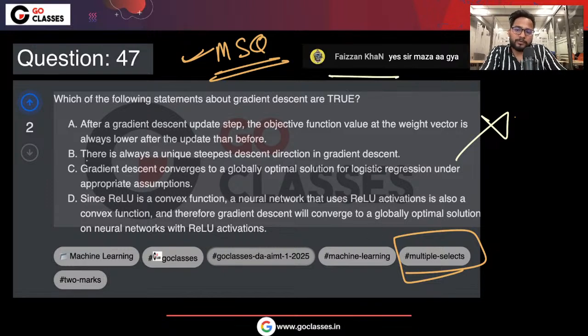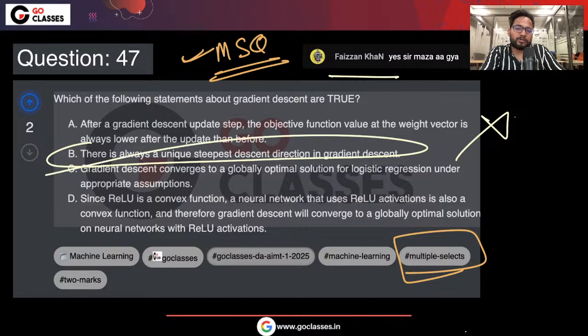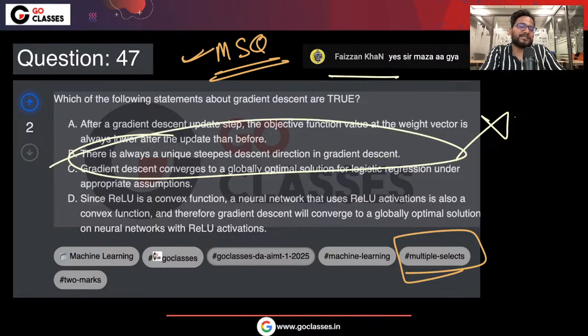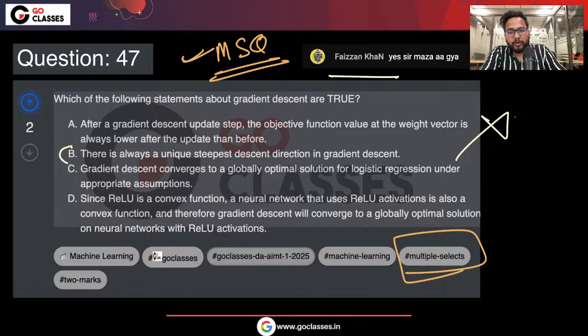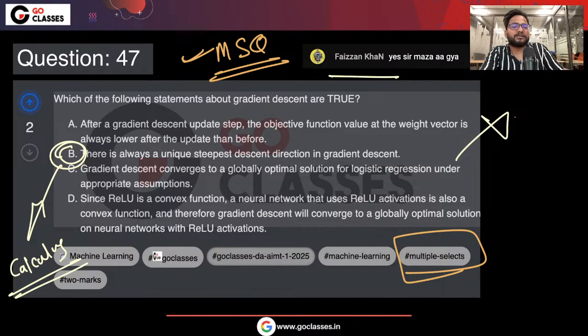So let's just see option B. What they're saying, there's always a unique steepest descent direction in the gradient descent. Is this true? Do you remember I told about this particular option B in calculus lectures? How many of you remember from the calculus lectures? I told about this option B. So this is actually false, right?